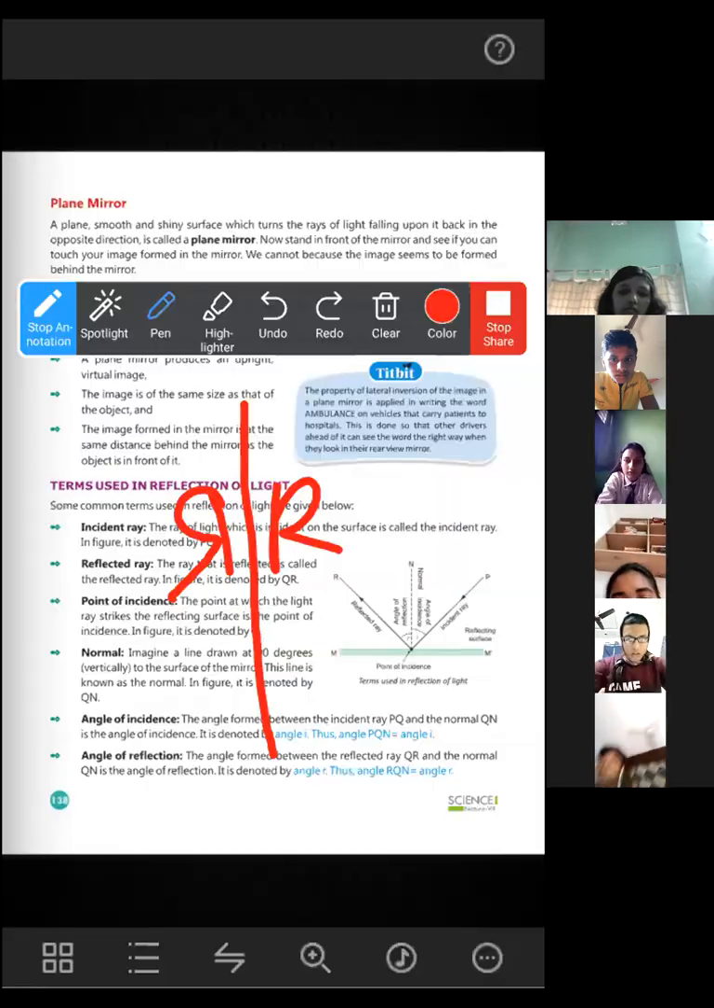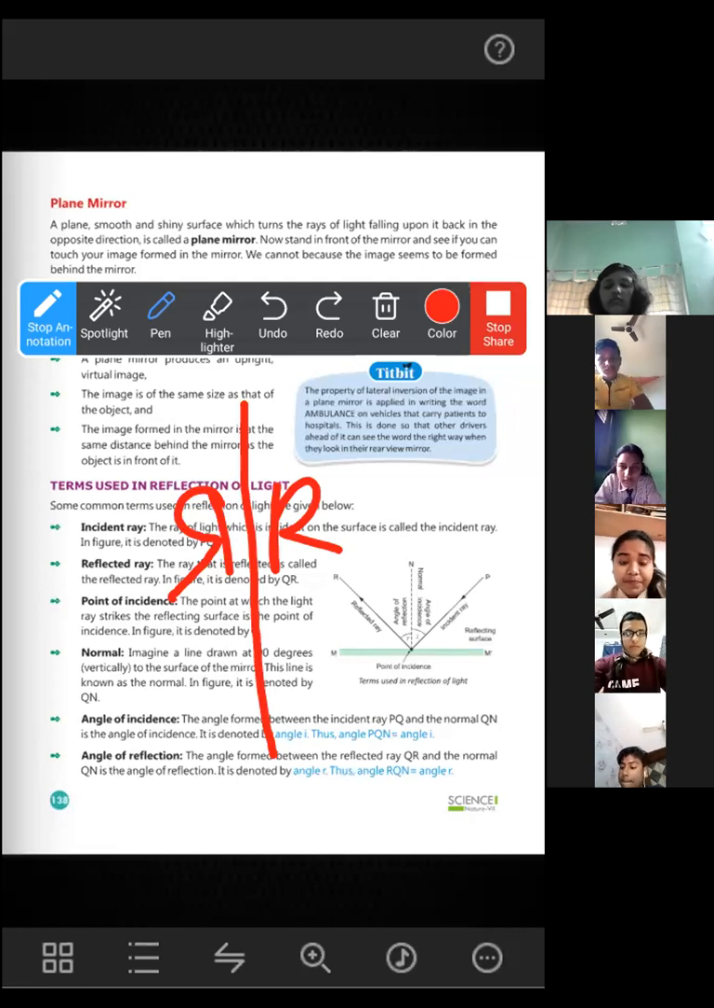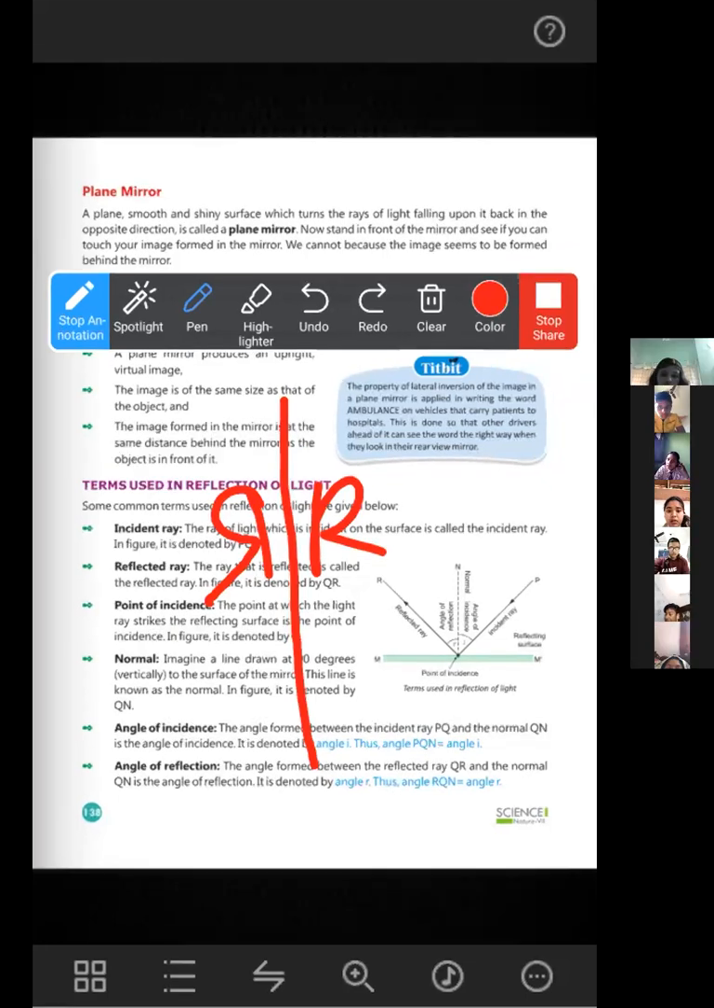Can you identify this one? If you just write an alphabet and hold it in front of the mirror, it will look like this. Like the word ambulance written in the car mirror.